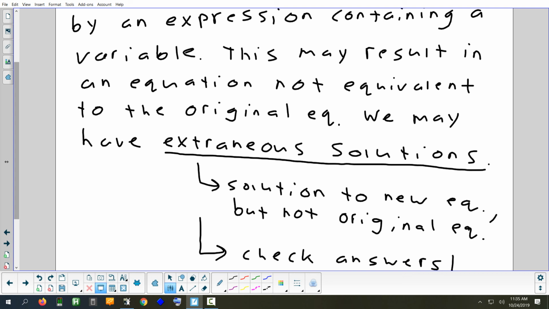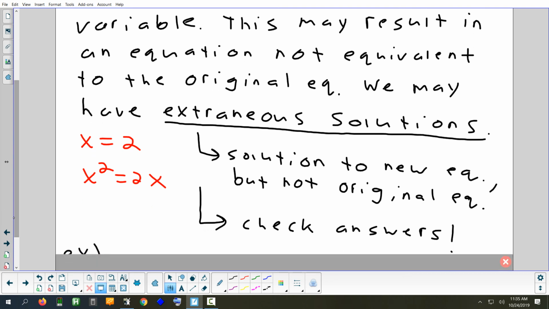Okay, so here's an example. x equals 2. What's the answer to that equation? 2. Is there any other answer for x there? No, x is 2. So just remember that. I'm going to do the same thing on both sides. I'm going to multiply both sides by x. I have x squared equals 2x. Did I do the same thing on both sides? Yes. Now it's a quadratic, so I'm going to bring everything to one side. x squared minus 2x equals 0. And I'm going to solve it. I'm going to factor what's on the left. Factor out the x.